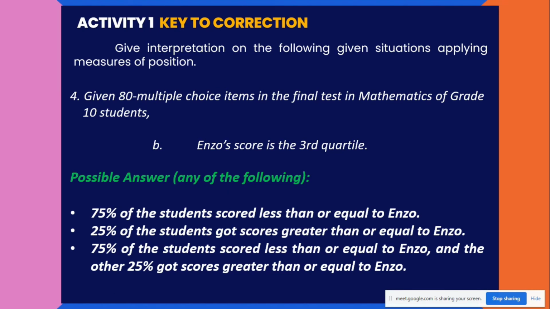75% of the students scored less than or equal to Enzo, while 25% of the students got scores greater than or equal to Enzo. Okay, so plus minus lang naman ito. Kung ay 75, sa ito pa 25 ang isa.